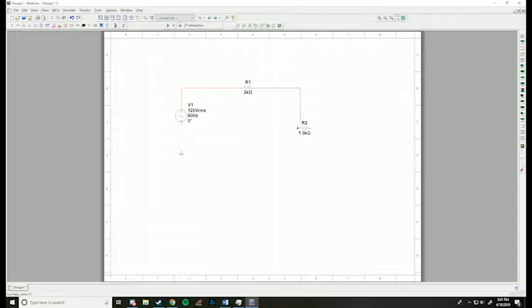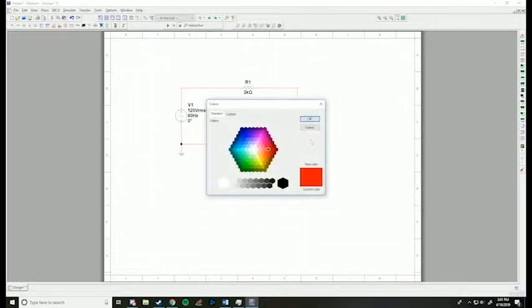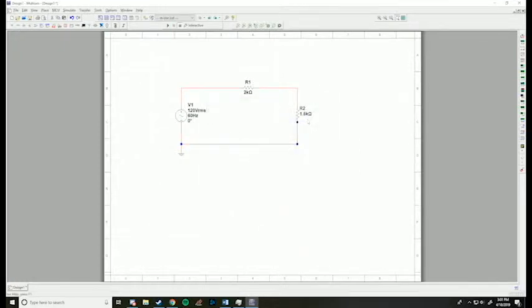Let's see. Let's rotate this. Now to make this easier to look at, we're going to turn the net color of the bottom wire to black. And there we go. This is a simple AC circuit.